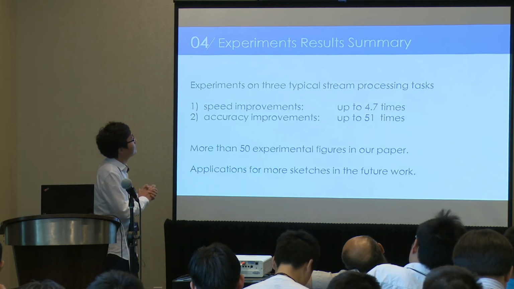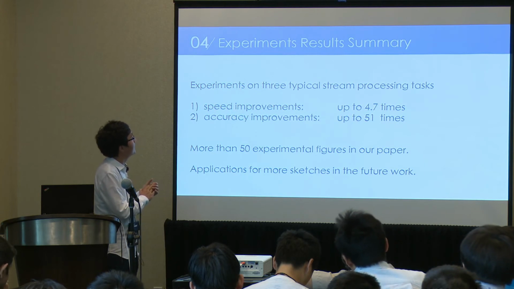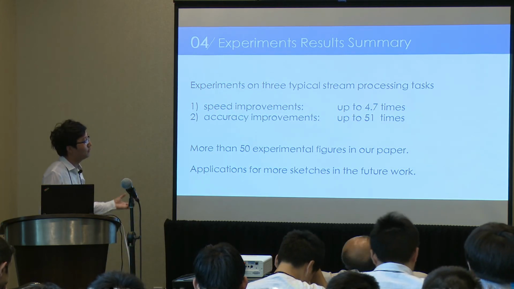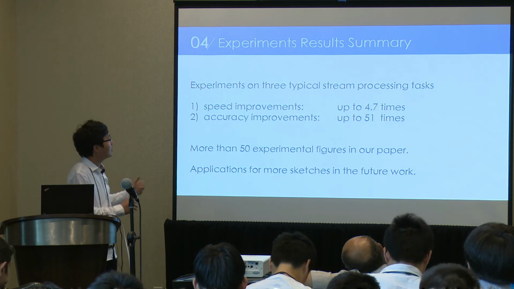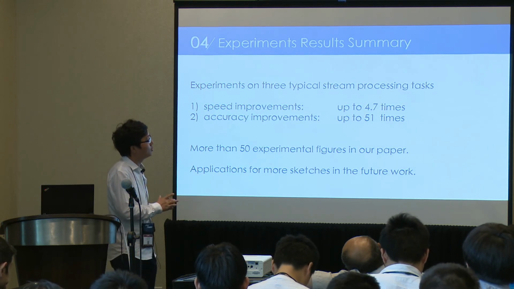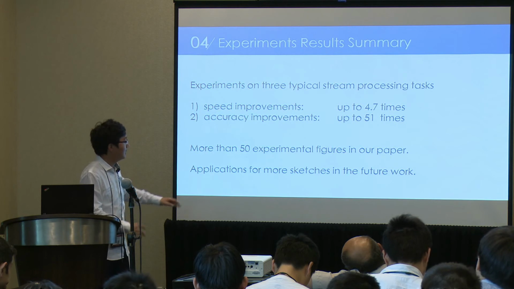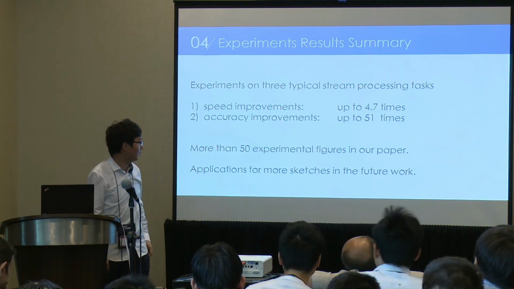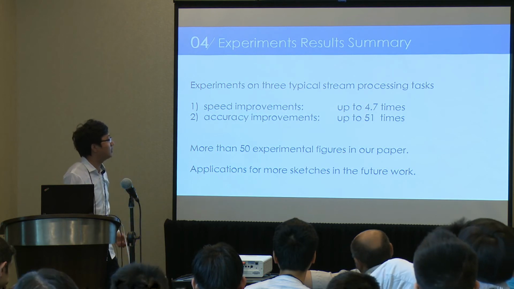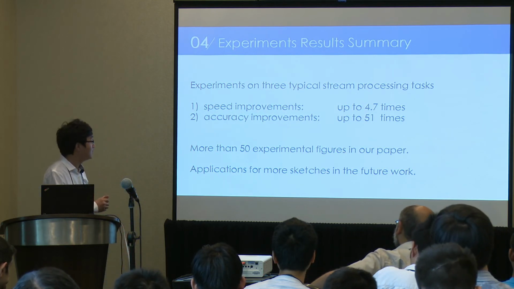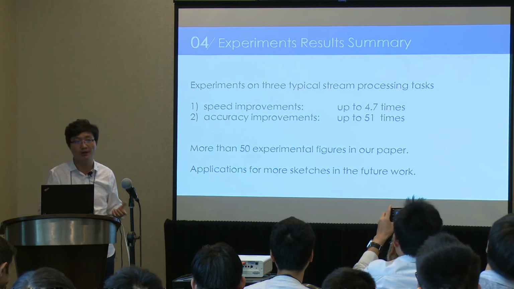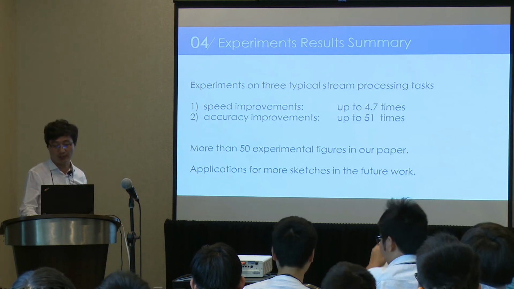This is a summary of our experimental results. The speed improvement is up to 4.7 times, and the accuracy improvement is up to 41 times. In our paper, there are more than 50 experimental figures. We will apply our cold filter to more sketches in future work.